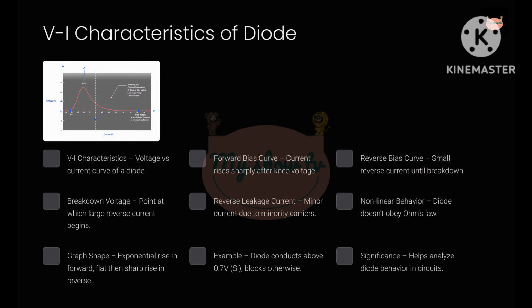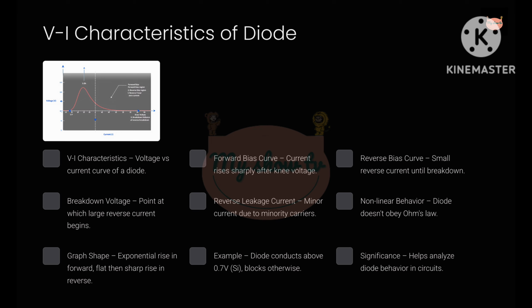Slide 5. V-I characteristics of diode. The V-I, voltage-current, characteristics graph shows how a diode behaves in different bias conditions. In forward bias, current is very small until the knee voltage is reached. After that point, the diode starts conducting rapidly, and current increases steeply. This is the forward conduction region.